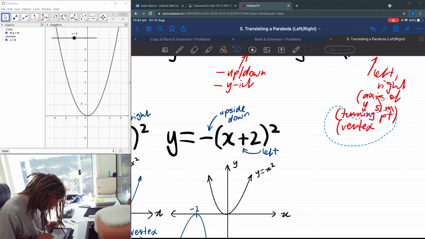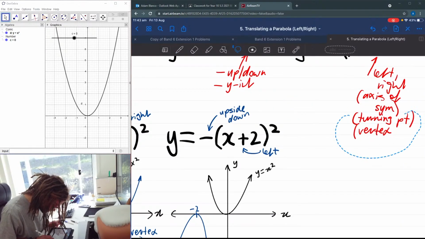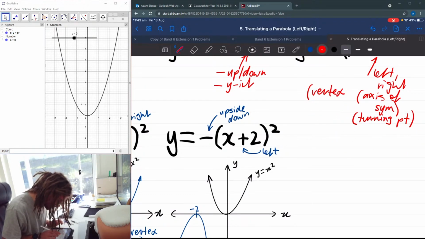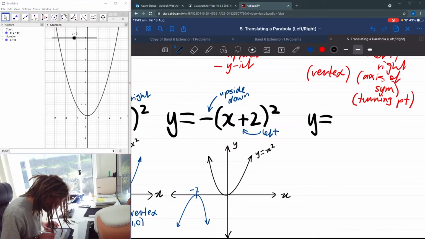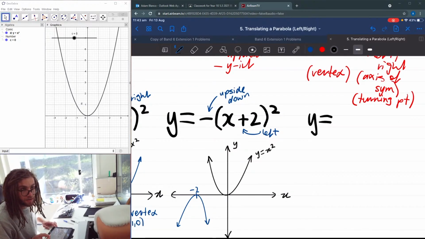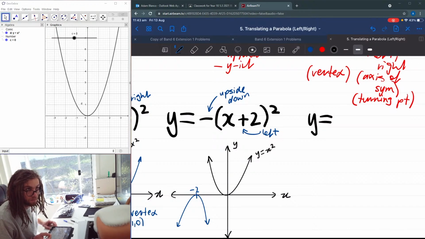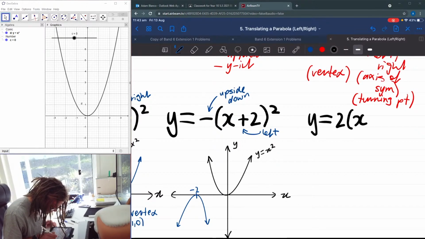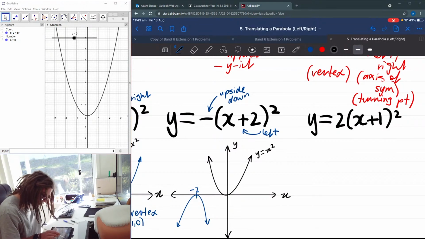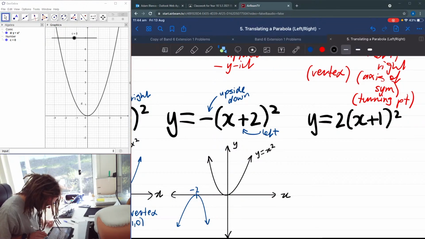I didn't even close that bracket. I'm having a shocker. Okay. y equals, what do we want? Thanks. Yeah, let's go with y equals 2(x plus 1) squared. All right. Graph.